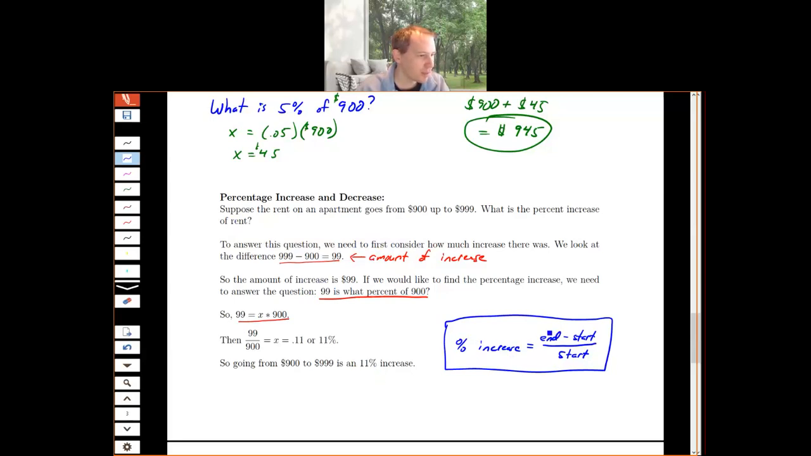So why do we have ending minus starting amount? Well, that's the amount of increase. Why are we dividing by the starting amount? Well, I want to find a percentage of how much I had to begin with, and if I have a number that is a percent of something, to solve for that percent, I end up dividing, right? So that's sort of where that comes from.